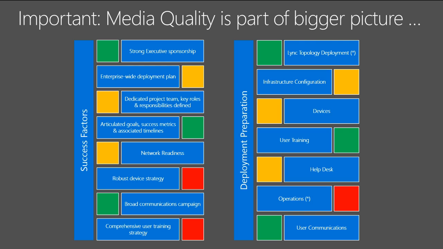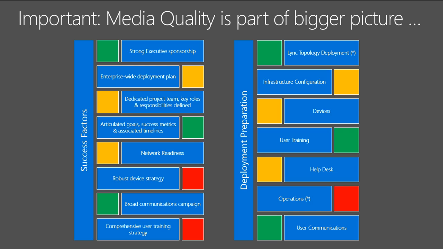Okay, so this slide is quite important in my mind. And why is that? You can have the best media quality in the world, but media quality is just a part of a much bigger picture. You can see you have some success factors, and some deployment preparations that you need to do. Only if you go through all of that are you really standing a good chance for success, which would ultimately include a really good experience with the real-time media.